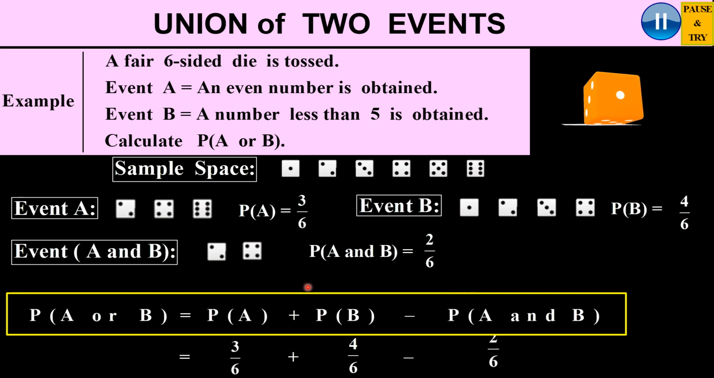So let's substitute it in our formula, 2 over 6, and now we just need to simplify. 3 over 6 plus 4 over 6, subtract 2 over 6. What would that be? 3 plus 4 subtract 2. That's correct. It's going to be 5 over 6. So the probability of A or B is going to be 5 over 6.